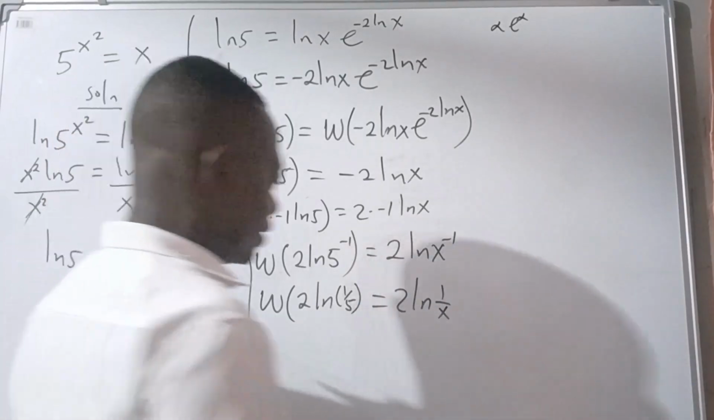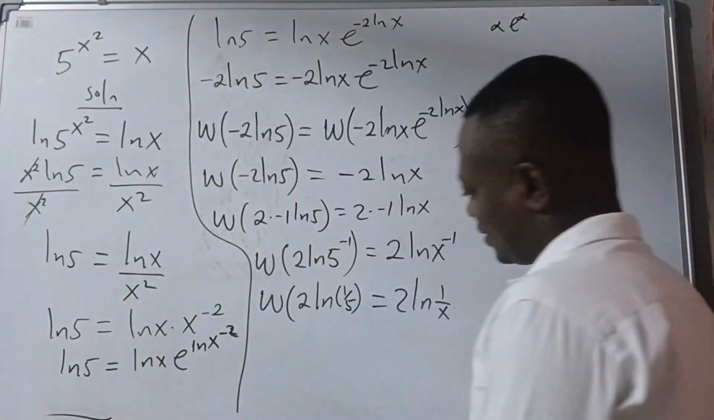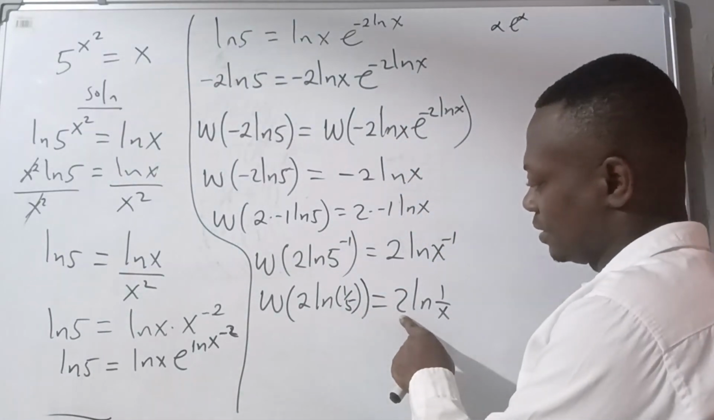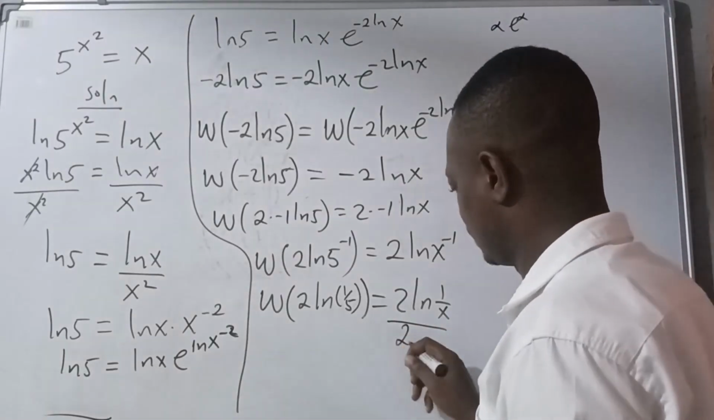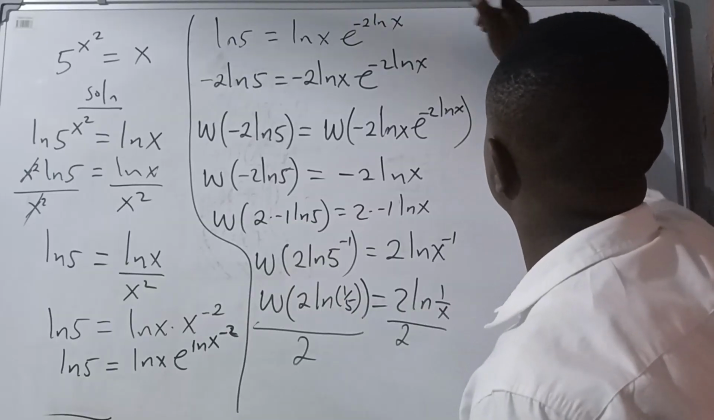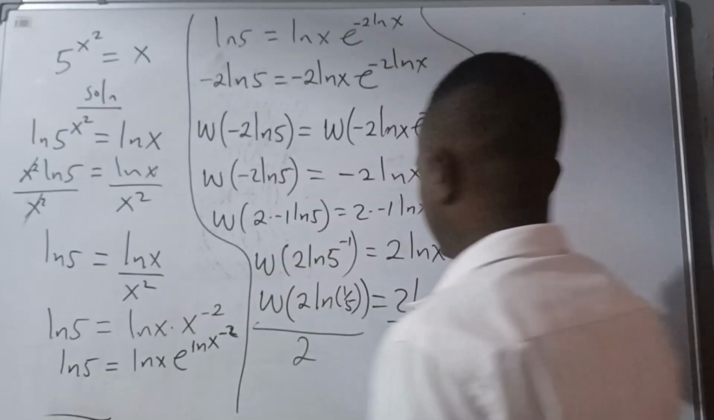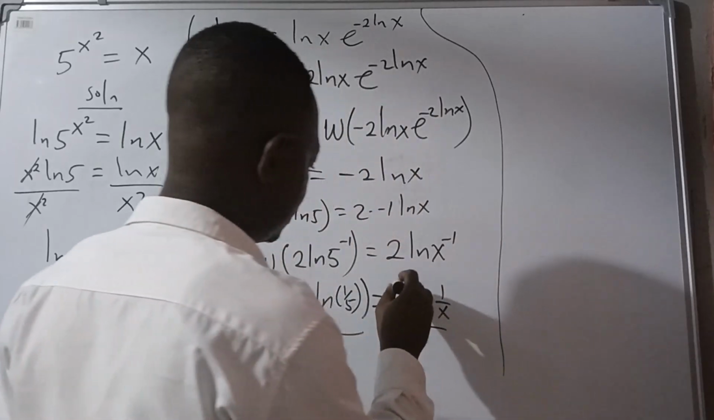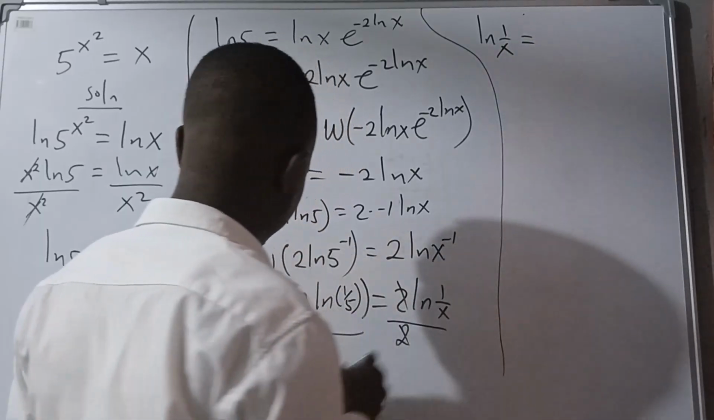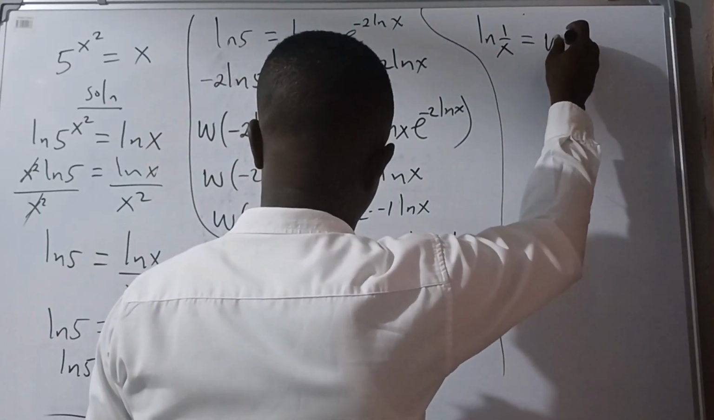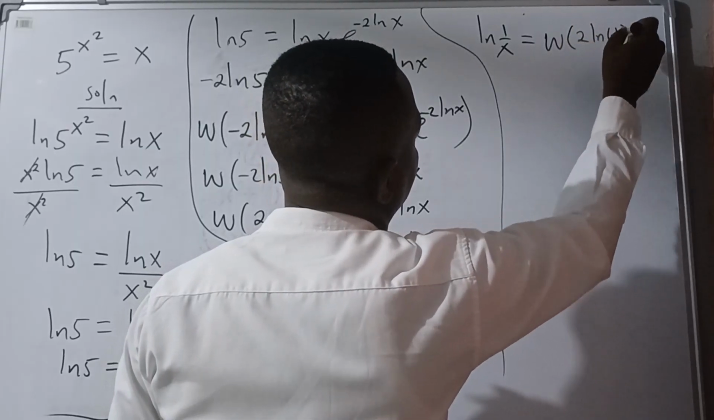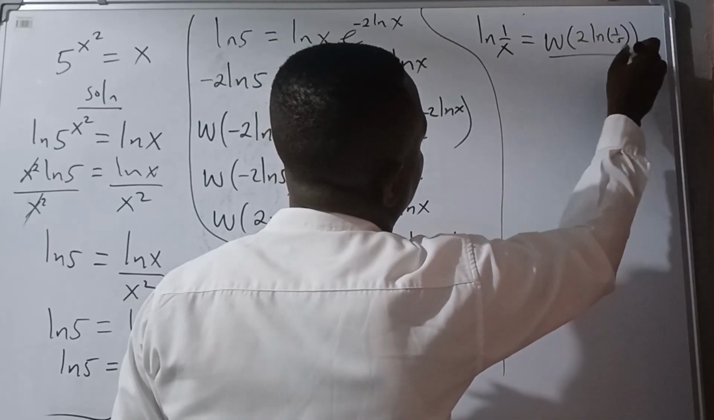Let's get rid of this. I'll divide both sides by 2. So that will be ln of 1 over x equals the W function of 2 ln of 1 over 5, over 2.